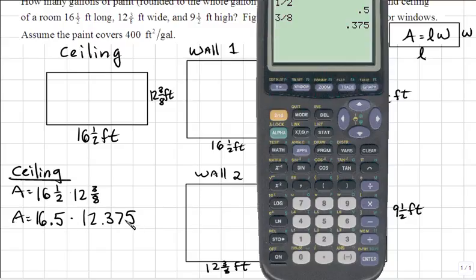So 12.375. Using our calculator, 16.5 multiplied by 12.375 becomes 204.1875. We'll round this to the nearest square foot. So the area of this will become 204 square feet. That would be the area of our ceiling.